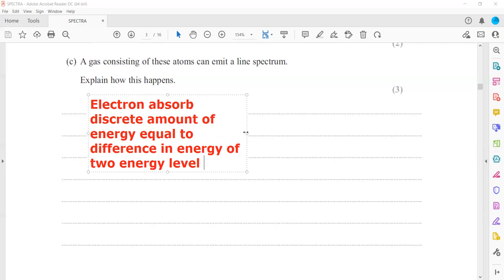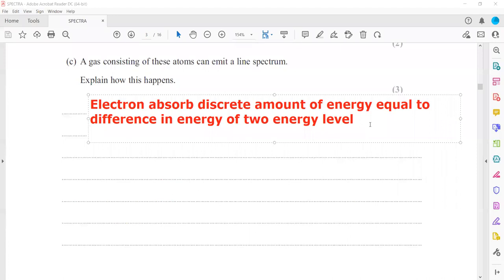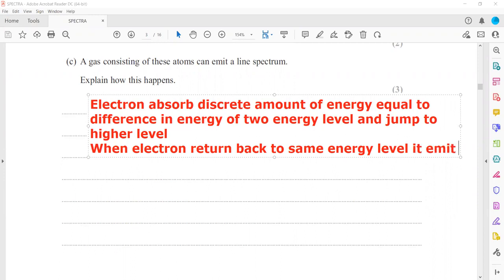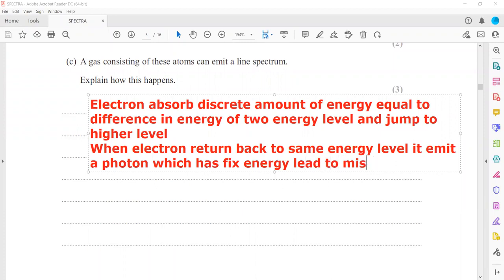This is first what happened, and then when electron jumps back and jumps to higher level, when electron, this is absorption, when electron returns back to the same energy level, it emits a photon which has fixed energy and leads to emission line spectrum.